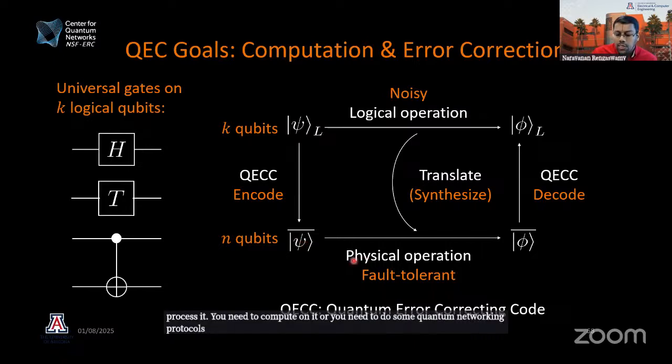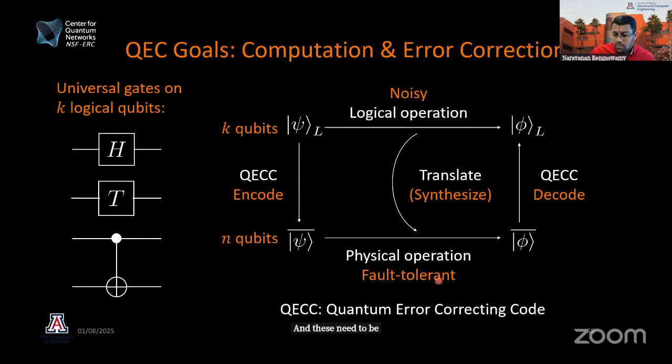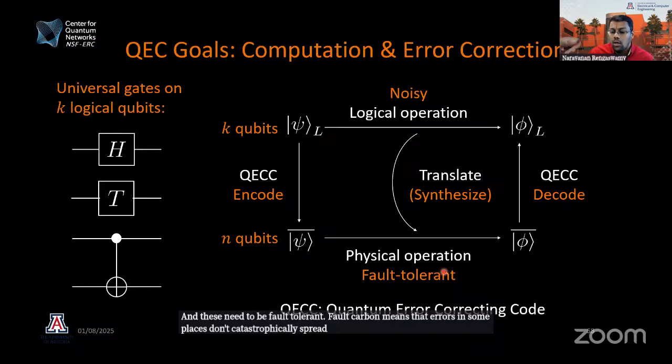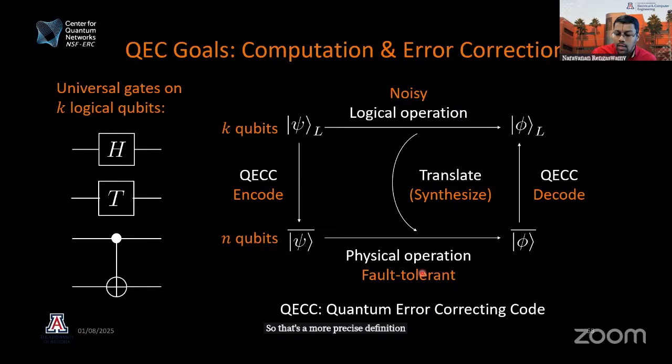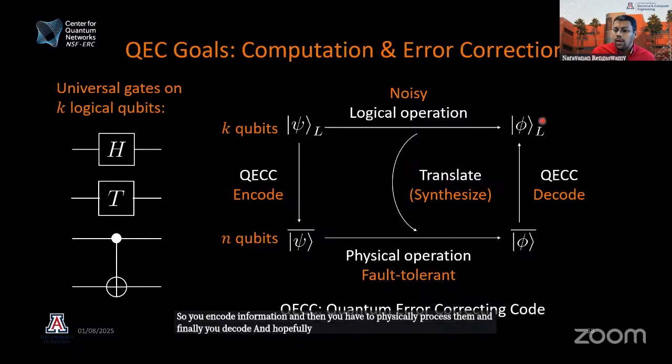So all of these physical operations happen on the encoded information, and these need to be fault tolerant. Fault tolerant means that errors in some places don't catastrophically spread and completely overwhelm the system. So there's a more precise definition, but we won't get into that. So you encode information, and then you have to physically process them, and finally you decode, and hopefully you get to the same end result that you would have got if all your original operations were noiseless.